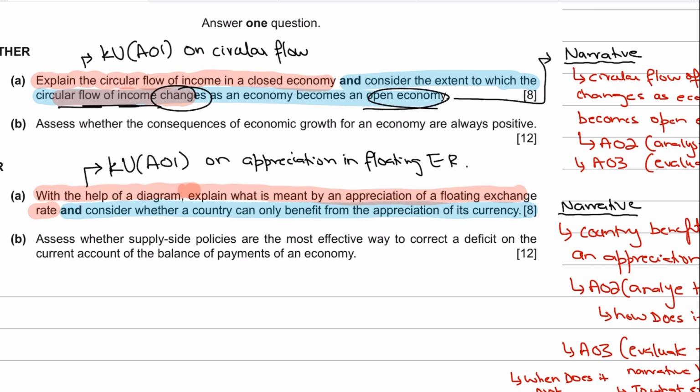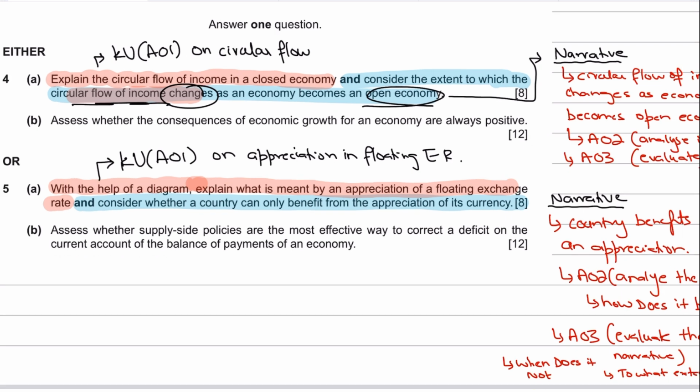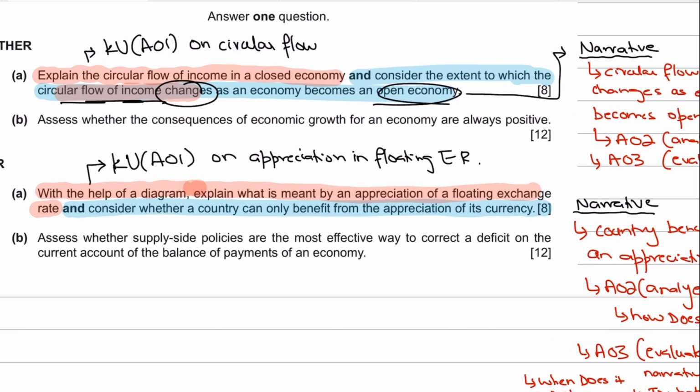Analyzing that part, how it would change, is your analysis, while counter arguing it, that maybe those changes in the circular flow depend upon certain factors, or maybe it might not change even after you become an open economy, if you have a reason for that, then that is also part of evaluation, followed by a conclusion.